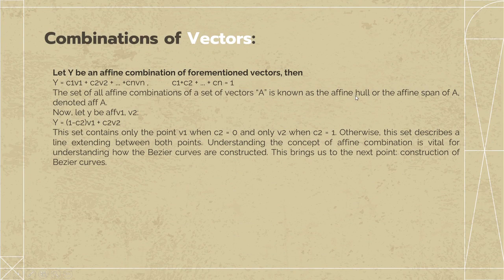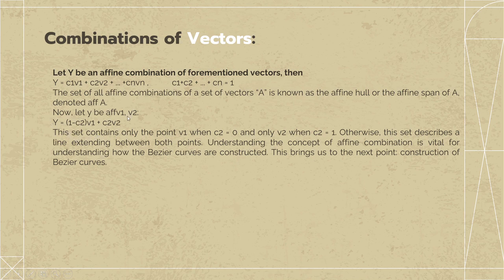Just like we were calling the set of all possible linear combinations the span, we're calling this the affine span or affine hull. Now, since we can describe the affine hull as C1 V1 plus C2 V2, if we're talking about these two vectors, V1 and V2, we can get rid of C1 and replace it by 1 minus C2, because we know that C1 plus C2 is equal to 1.